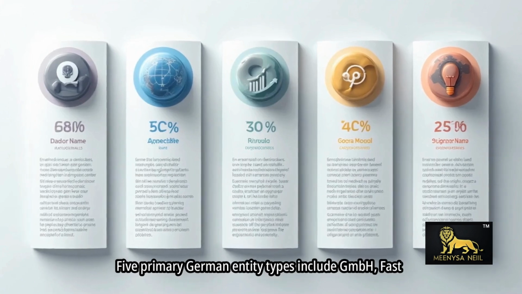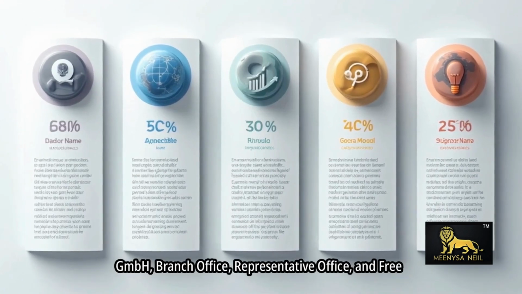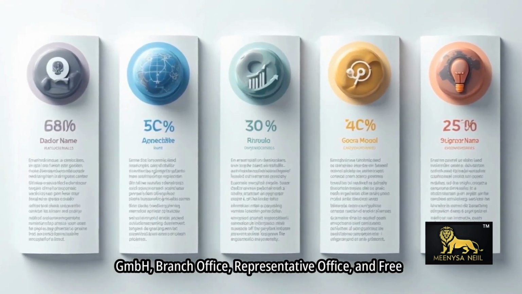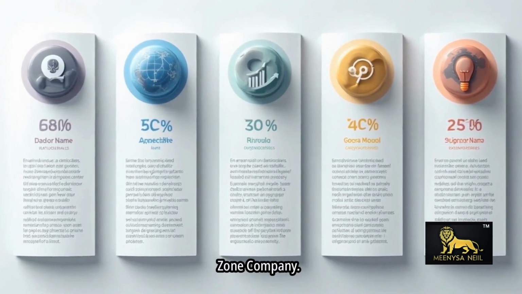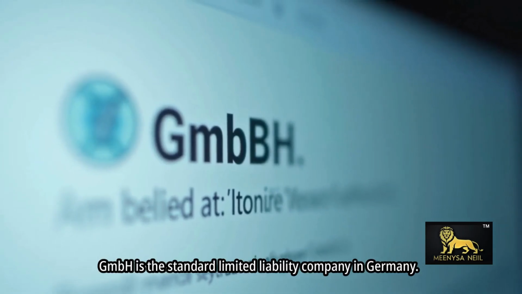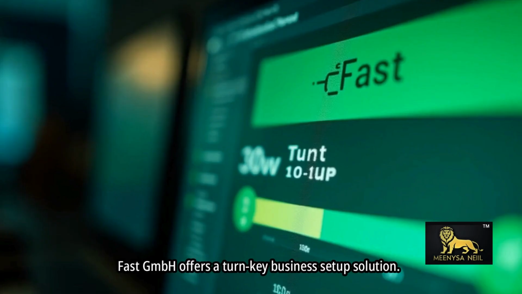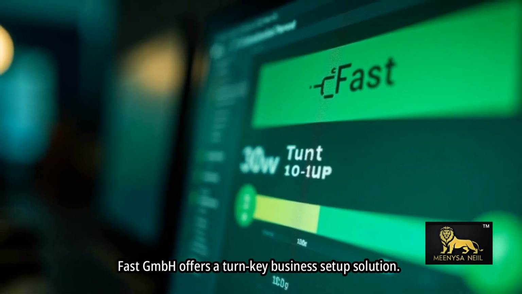5 primary German entity types include GmbH, Fast GmbH, Branch Office, Representative Office, and Free Zone Company. GmbH is the standard limited liability company in Germany. Fast GmbH offers a turnkey business setup solution.